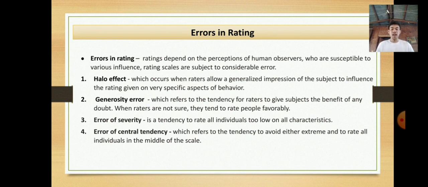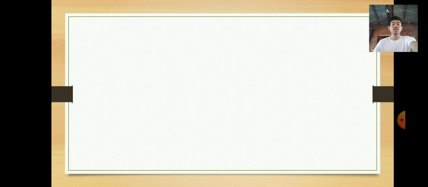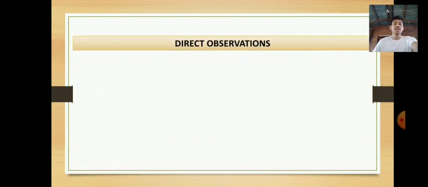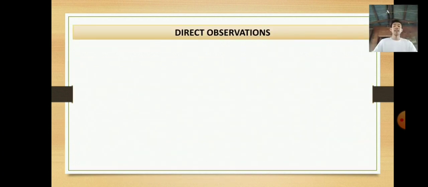Sabi din dito, an inter-rater reliability coefficient of 0.70 or higher is considered acceptable for rating scales. So, kung may 0.70 ka na sa rating scales, acceptable na yon, na reliable. So, now, let's go to the next topic, which is the direct observation.